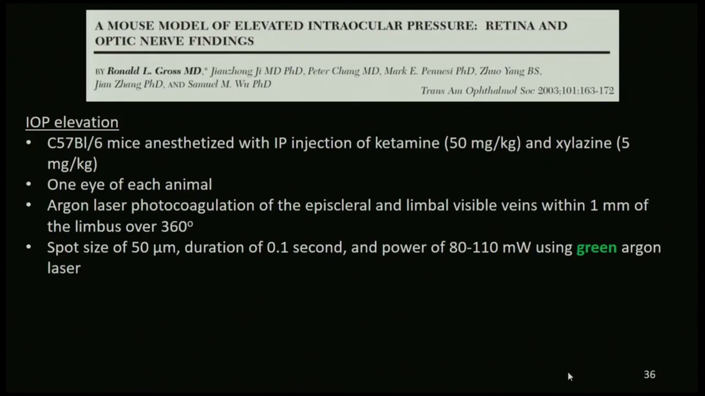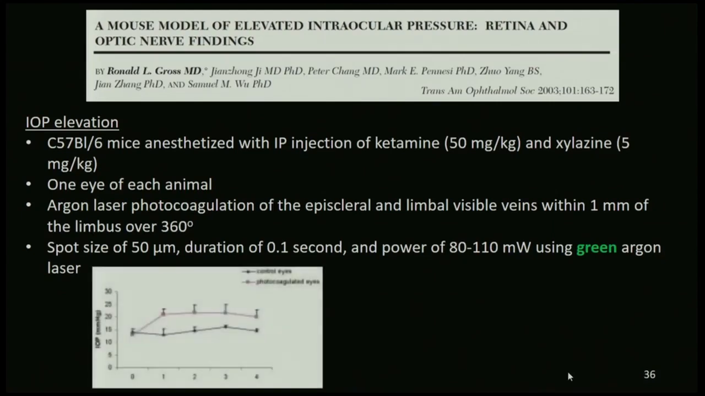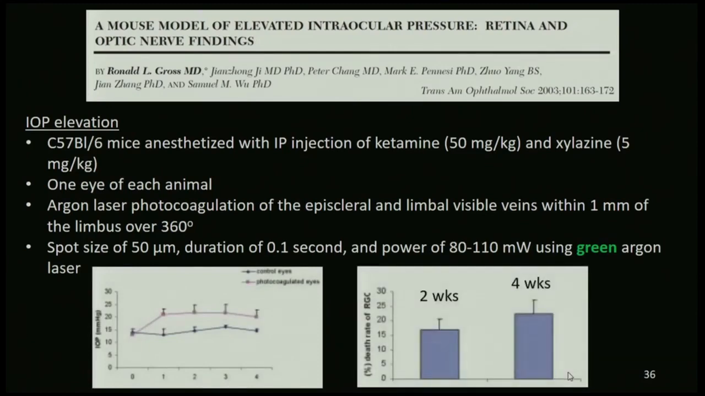So this is another paper that looked at B6 mice, and they used argon laser. So a little bit different than the previous models where they used diode laser. So this is a green laser, and these are their settings here, and they used again 360 degrees of the limbus and any veins that they could see within 1 millimeter of the limbus. And what they saw is that they could get IOP elevation as well as retinal ganglion cell loss at 2 and 4 weeks. They didn't have any published pictures of their application or their histology.